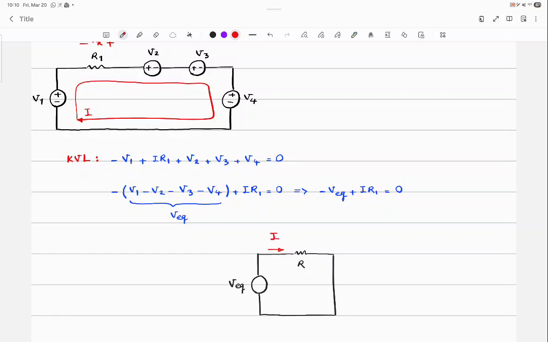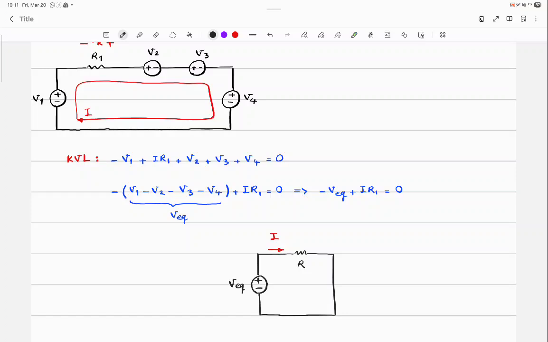Okay. So how should I choose the polarity, the terminals of the voltage source? Current should be flowing in the negative terminal. Why? Because it's negative in the KVL equation. Because it's in the KVL, it's negative VEQ, right? Okay, any problem so far?